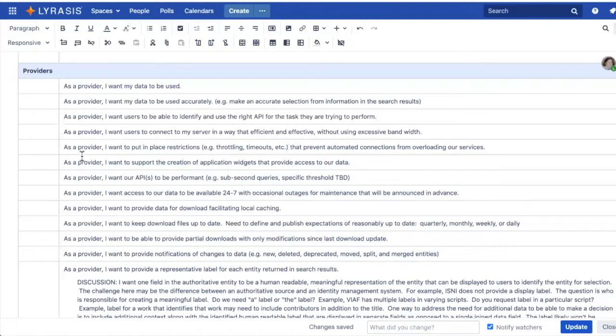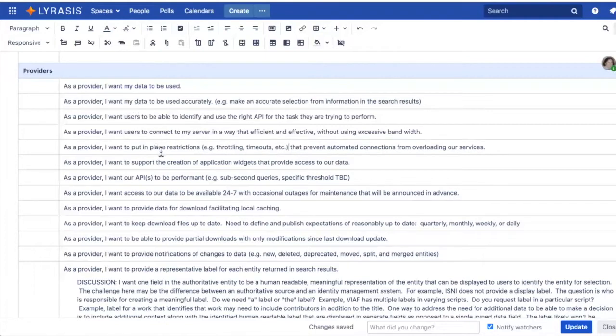From the perspective of the provider, I don't feel very secure in that I want my data to be used accurately. I want to provide as much information as possible for the user of my data to be able to use it accurately, but I don't know what accurate is. It's not the provider's task.